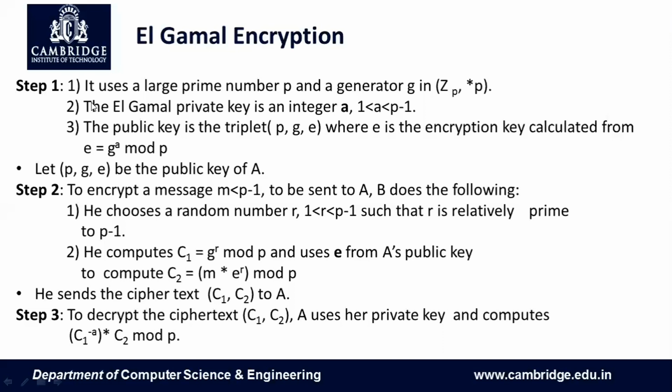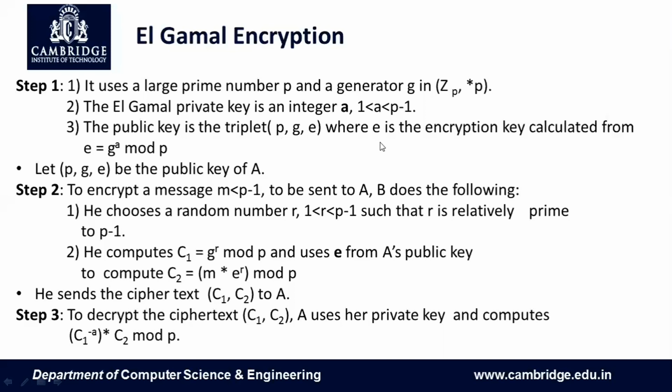Step one is key generation. It uses a large prime number P and a generator G in ZP. ZP is nothing but a group. Generator G is a generator of P, and P is a prime number which is divisible by 1 and itself. The private key is a. It should be greater than 1 and less than P minus 1. The public key is a triplet P, G, and E.